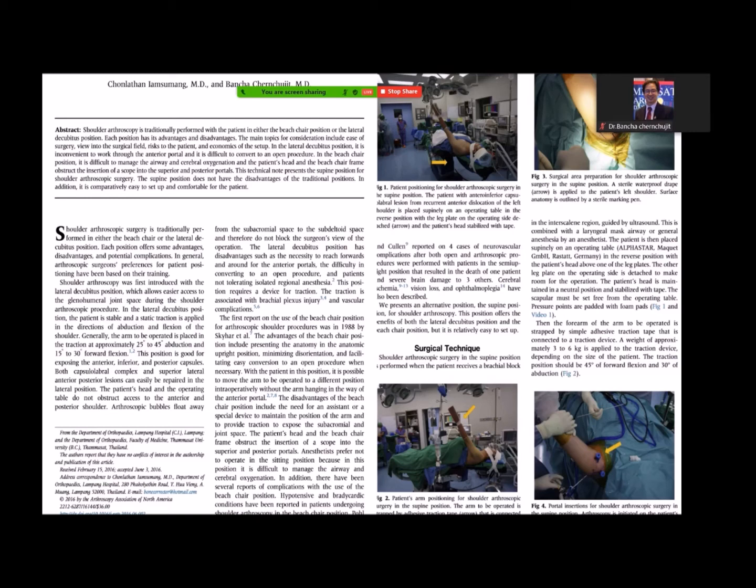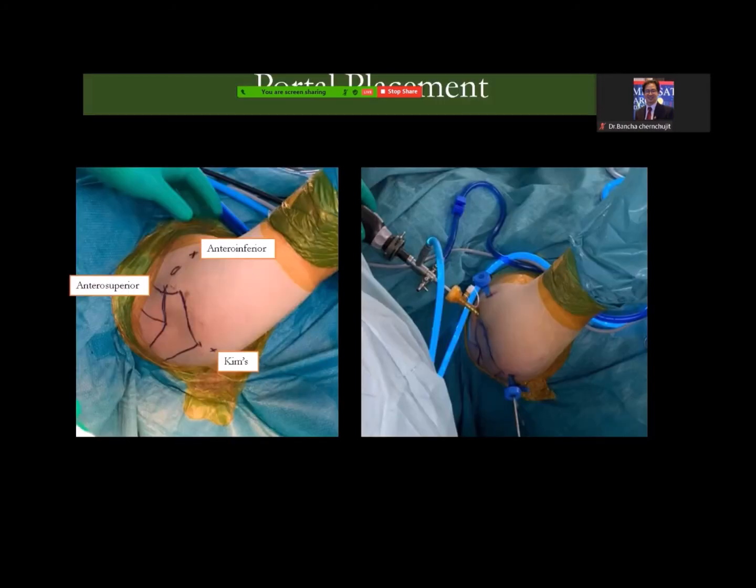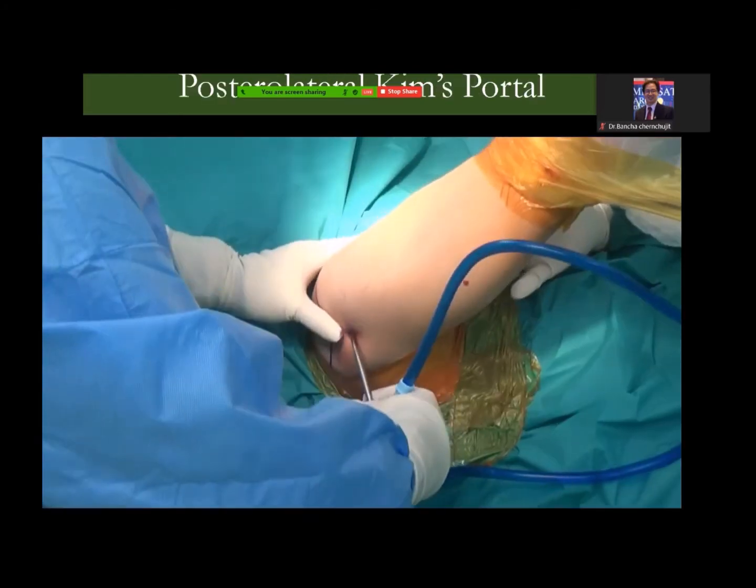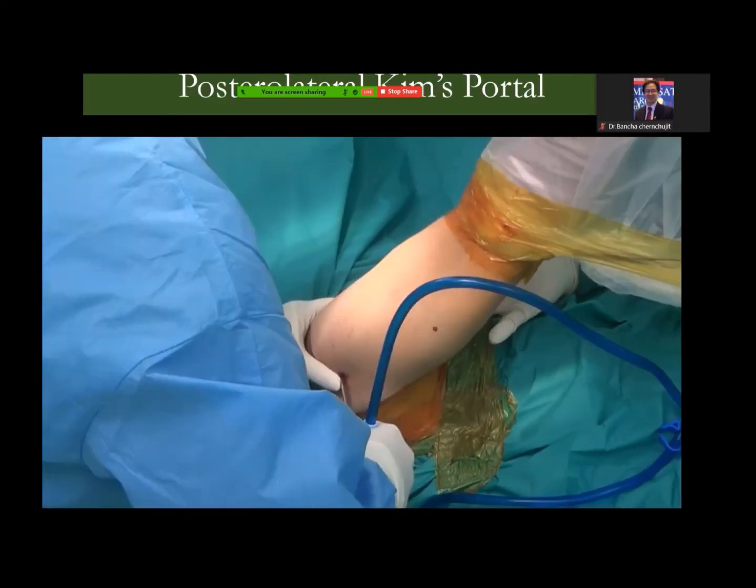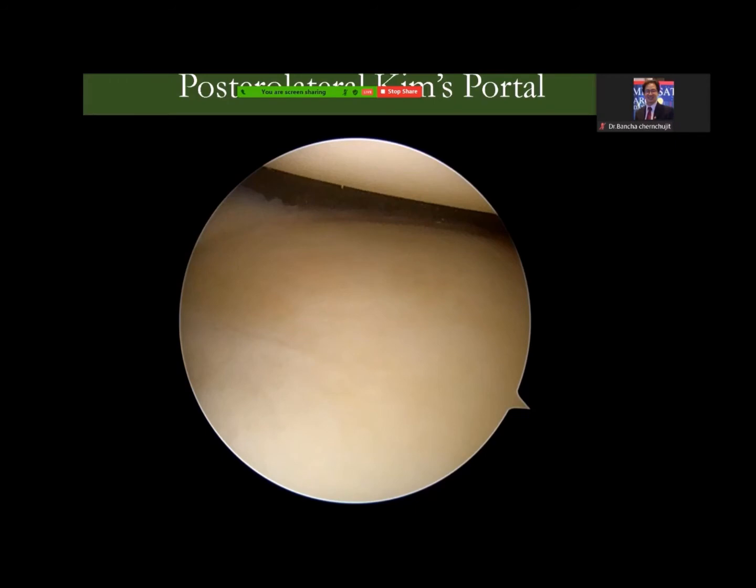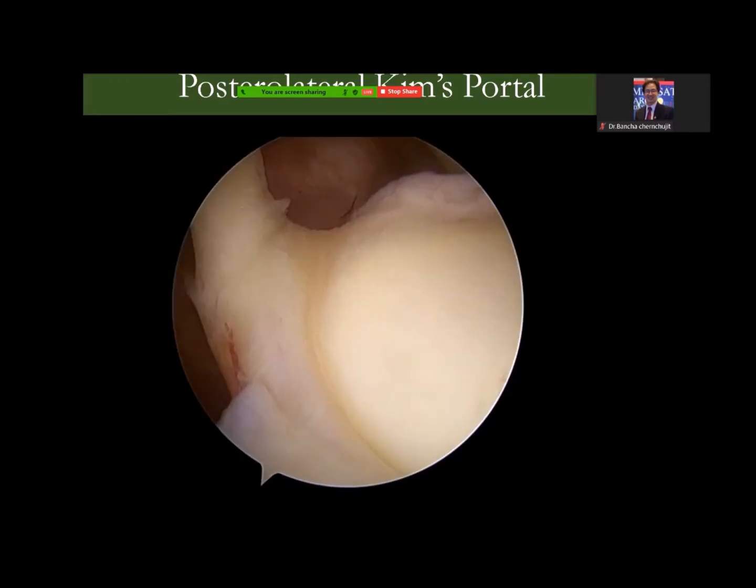I always do only 3 portals, right? I start with the posterolateral portal. We call this Kim's portal. Kim proposed that, right? The posterolateral portal, anterosuperior portal, anteroinferior portal. So in this supine position, this portal will be parallel to the floor. See that? Yeah, this is the posterolateral Kim portal. You can see very well.